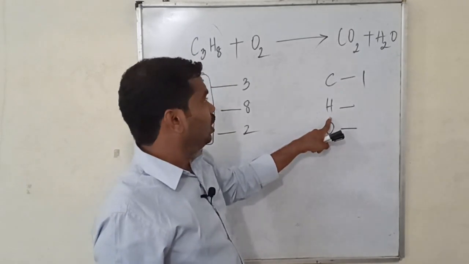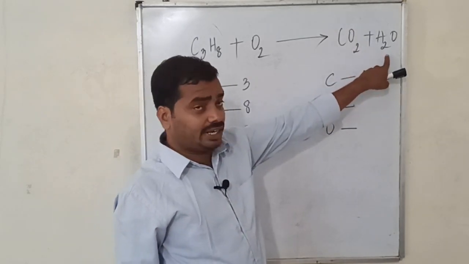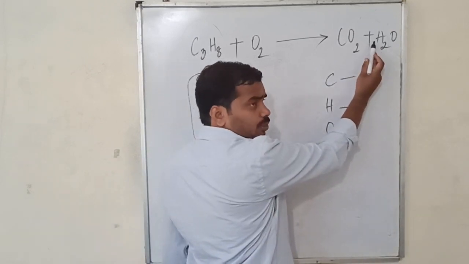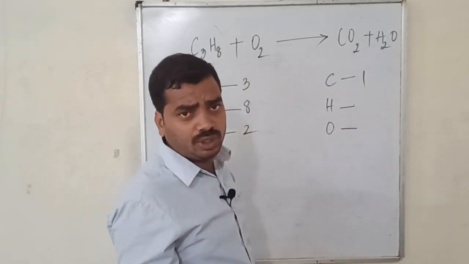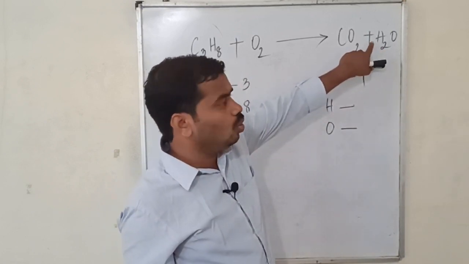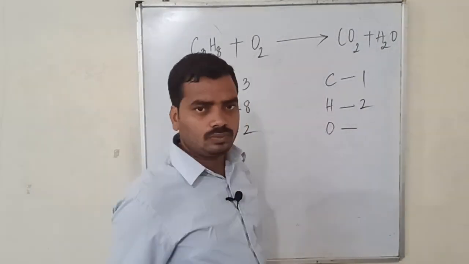Next, hydrogen. Try to see hydrogen. Is there any hydrogen over here? No. There is a hydrogen over this spot. Is there any coefficient present in front of the water molecule? No. No coefficient was written in front of the water molecule. Then what you do? 2 into 1. So you can write it as 2.